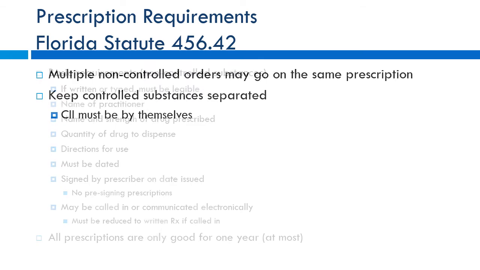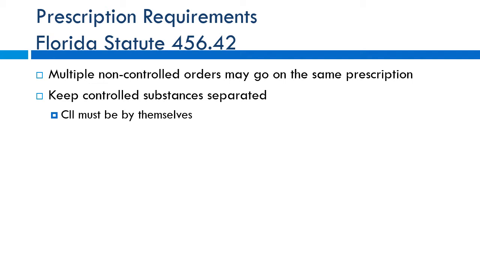Okay. Okay, you can put multiple scripts on the same prescription paper. That's totally fine. For my assignment, I'm going to have you just put them on different ones, so that way you're not trying to scrunch in a bunch of information onto one. It leads to errors. So again, we'll keep them separate here, but you can put multiple non-controlled substances onto one prescription. Okay, we'll find that controlled substances need to be separated, and C2s need to be by themselves. I'll talk about what a C2 is in just a few minutes here.